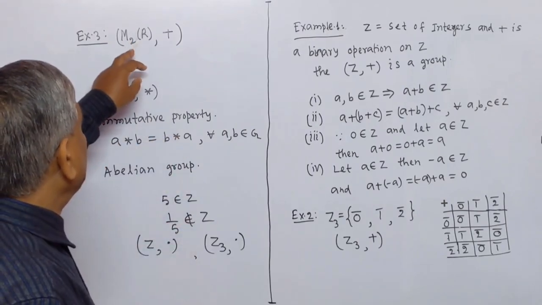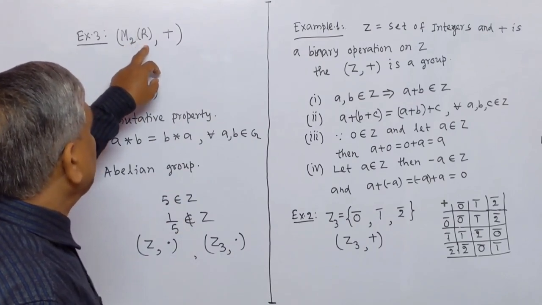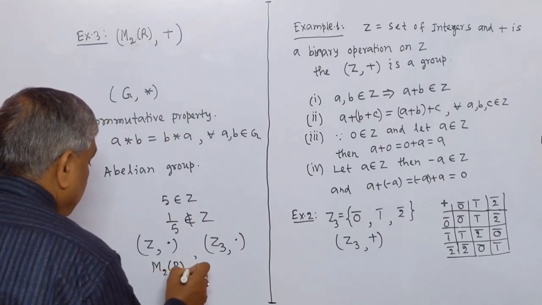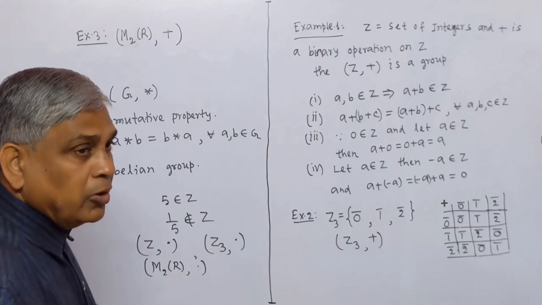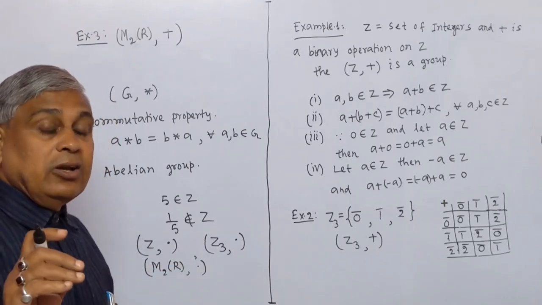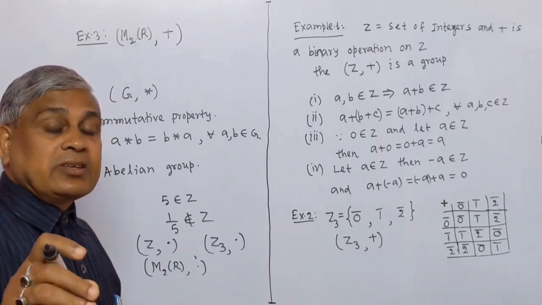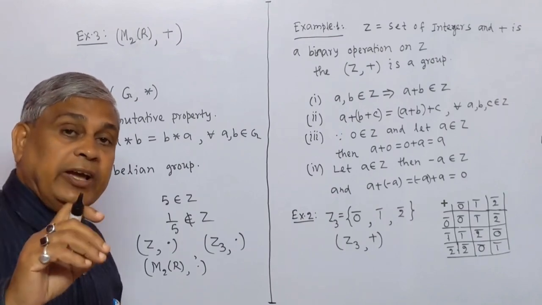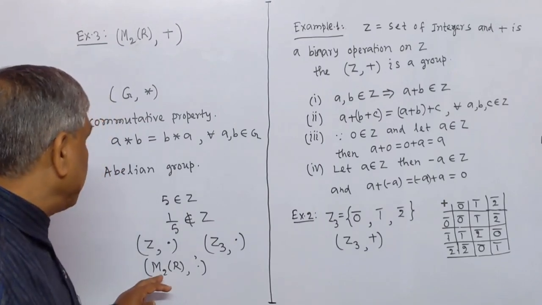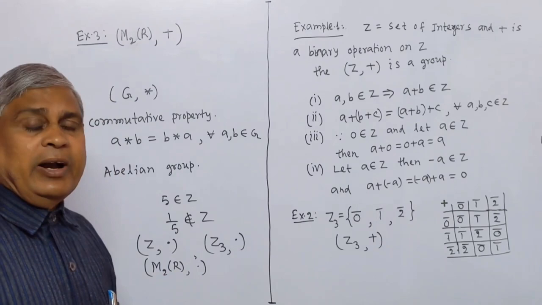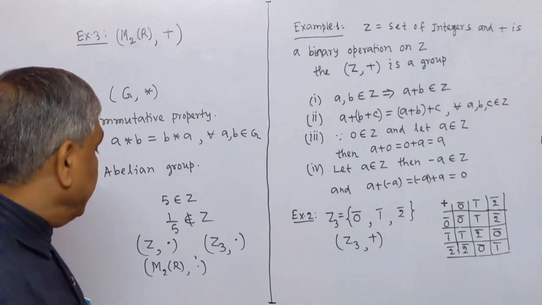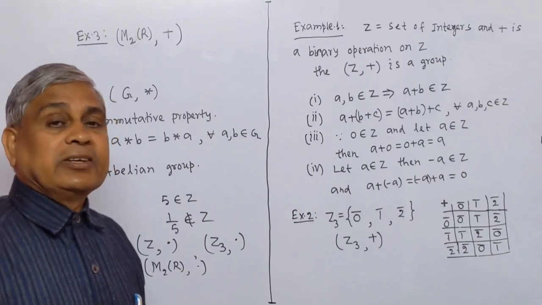And also M2R with binary operation multiplication is not a group, because we know that M2R contains all 2 by 2 matrices whose entries are real numbers. We may get some singular matrices, they are members of M2R, but we may not get their inverse. Therefore, M2R with binary operation multiplication is not a group.